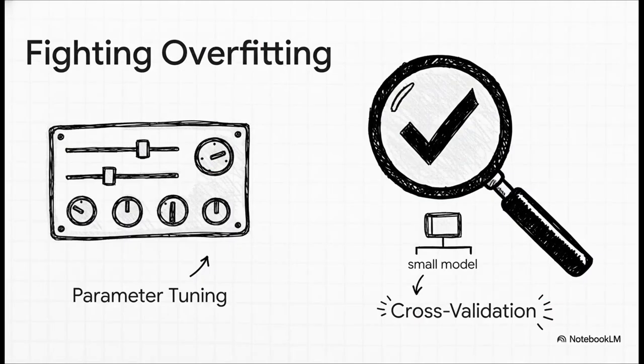So how do we fight this villain? Well, we've got two main weapons in our arsenal. First is parameter tuning, where we basically set guardrails for our model. We might tell a decision tree, "hey, don't you dare get any deeper than 10 levels." But our absolute best weapon is something called cross-validation. This is the ultimate reality check that gives us an honest, reliable score of how our model is really going to perform out in the wild.